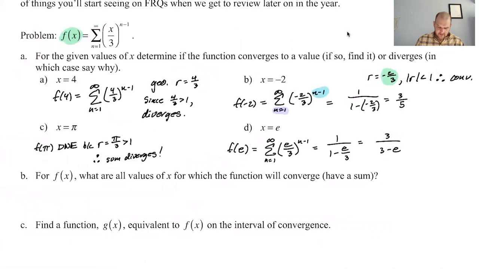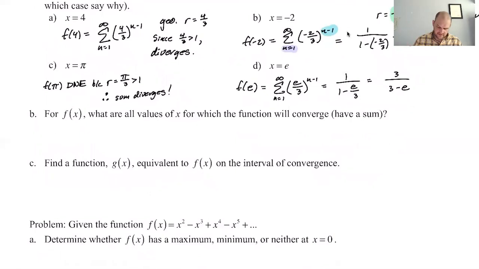All right. So we were able to find 2 of them. We were not able to find 2 of them. And it just comes down to, what's r? Is the absolute value of r less than 1? If it is, you're good. If it's not, then you just say that it diverges and you're good.